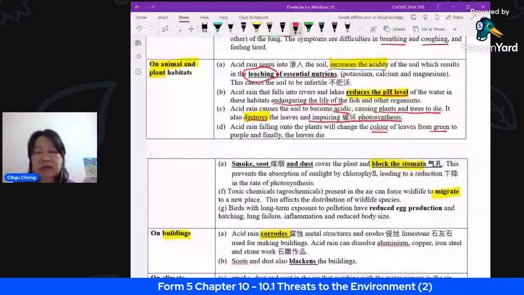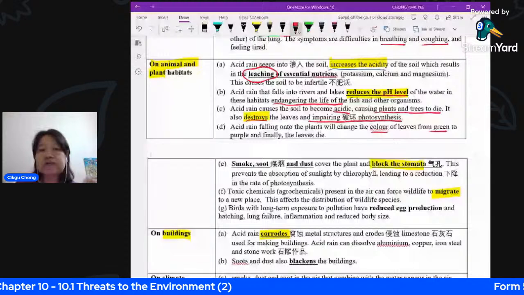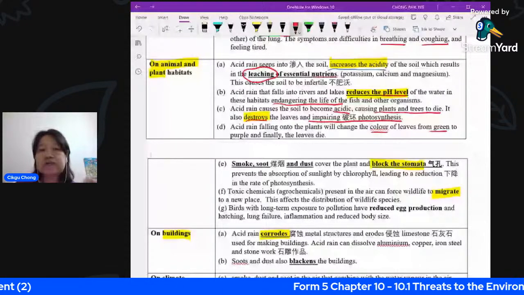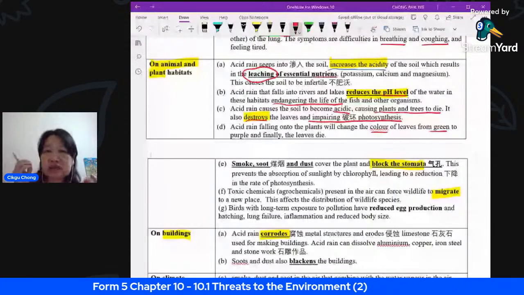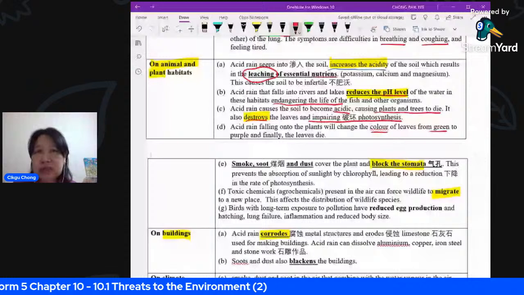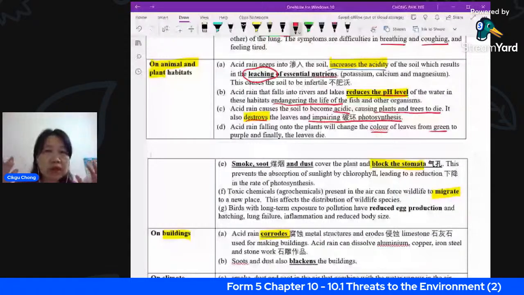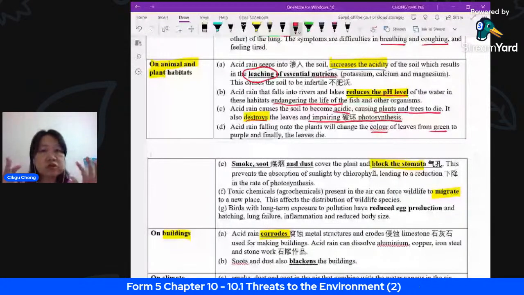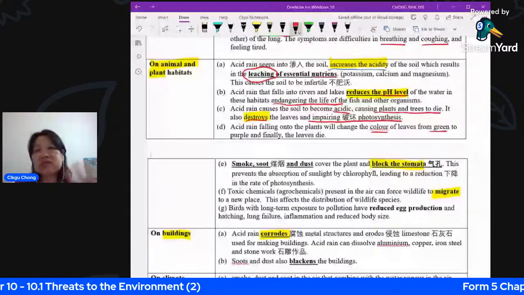On buildings, it also affects the infrastructure. Acid rain corrodes metal structures. It also dissolves limestone. Limestone is calcium carbonate. So when you have acid in contact with calcium carbonate, the carbonate will dissolve. So the structure becomes less sturdy, it may even drop altogether. So the buildings or the exterior, all these are changed. It can dissolve aluminium, copper, all these kinds of metals.